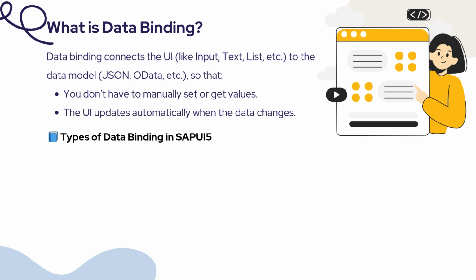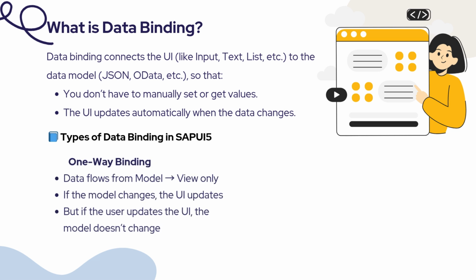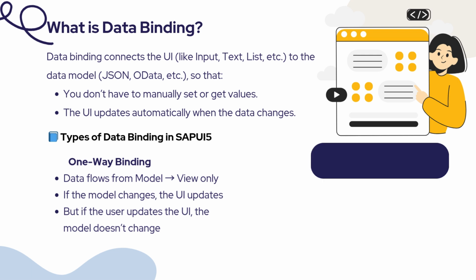There are different types of data binding in SAP UI5. Let's start with one-way binding. In one-way binding, data flows only one direction, from the model to the view. So, if the model changes, your UI updates. But if the user changes something in the UI, the model does not update.